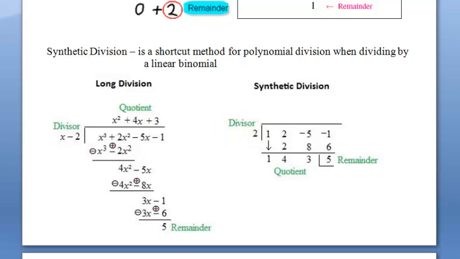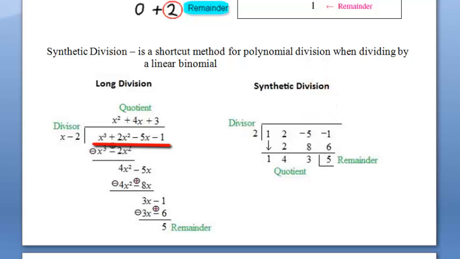Now we just take the coefficients. The coefficient on x cubed is 1, so I put a 1 right here. The coefficient on the 2x squared is 2, so I put the 2. The coefficient on the x is negative 5, so I put a negative 5. And lastly, we have a negative 1, so I write it right there.